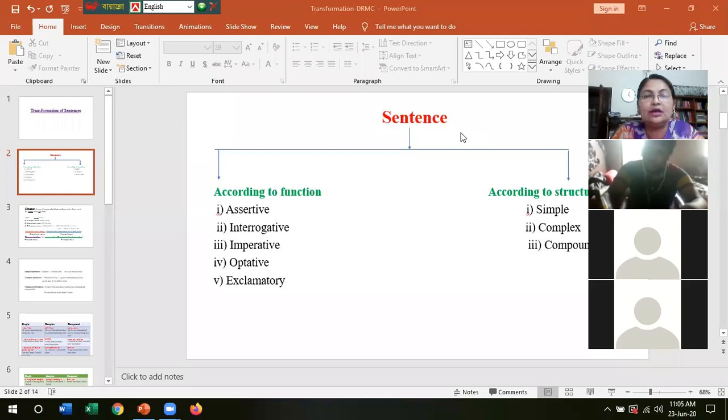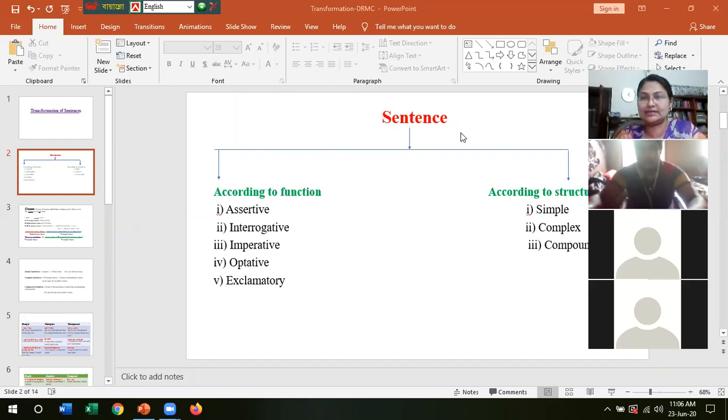Then the fourth one is optative sentence. In optative sentence, we wish or pray for something. Like, may God save us from this coronavirus. Actually, nowadays, whatever example comes to my mind is related to coronavirus. Oh God, save us. Long live our country. May God bless you. All these are examples of optative sentences.